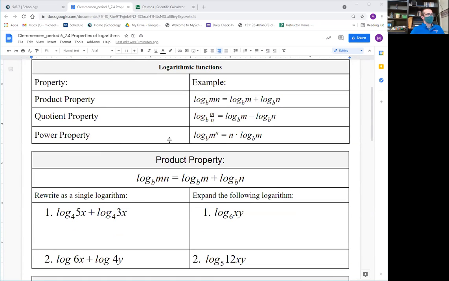Let's start with the properties in general. First one is the product property. The product property comes from the fact that we are multiplying two things together inside of my log. Whenever we're multiplying two things together inside of our log, we can break them up into two different logs with a plus sign in between. So if there's ever multiplication inside of here, like this m times n, I can break it up into two logs with an m in one of the logs and an n in the other log.